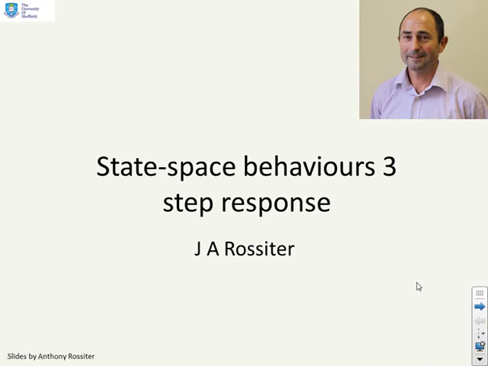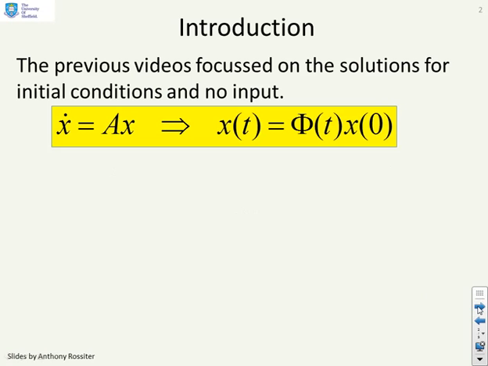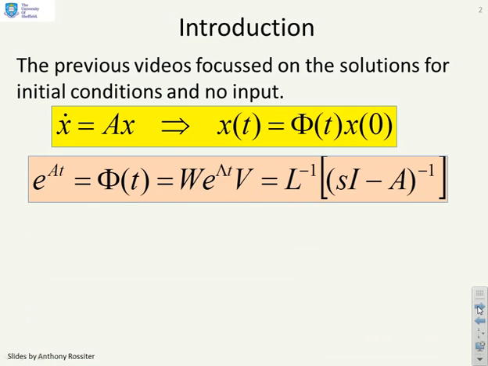This video looks at the step response behaviours of a state space model. Previous videos focused on solutions for models of the form x dot equals Ax and showed that these could be written as x of t equals Φ(t) x of 0. And Φ(t) could be solved in a number of different ways. You could write e to the At, you could use an eigenvalue eigenvector decomposition and write W e to the Λt V, or you could use Laplace and write the inverse Laplace of (sI minus A) inverse.